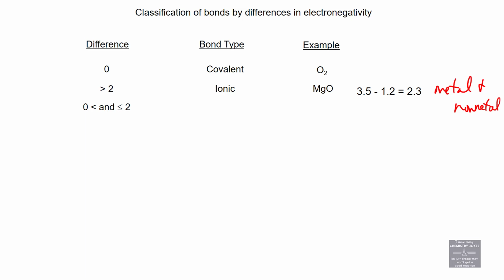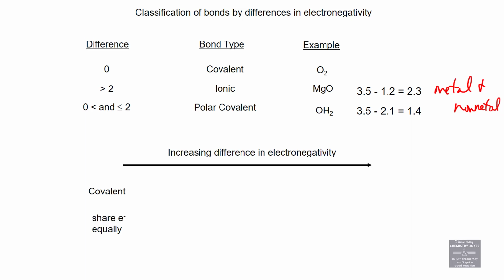What if you're greater than 0 but less than 2? That's where we have covalent bonds, but polar covalent bonds. Water is an example. Weirdest way to write water ever, I know. But water is an example of a polar covalent bond. There's our actual electronegativity difference, oxygen minus hydrogen. We can also talk about HF being a polar covalent bond.